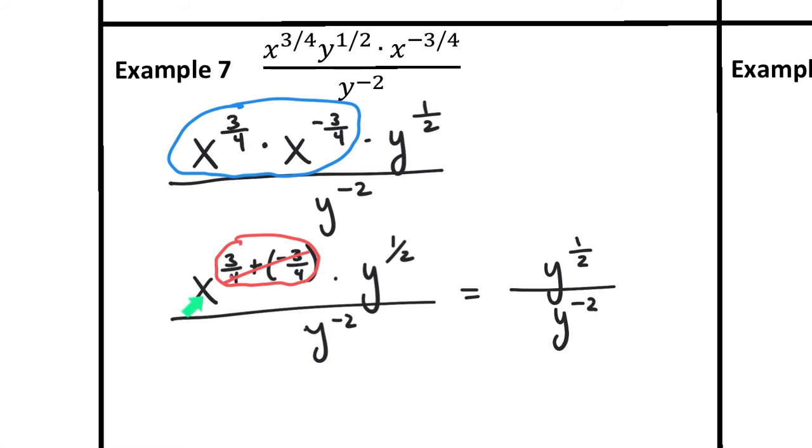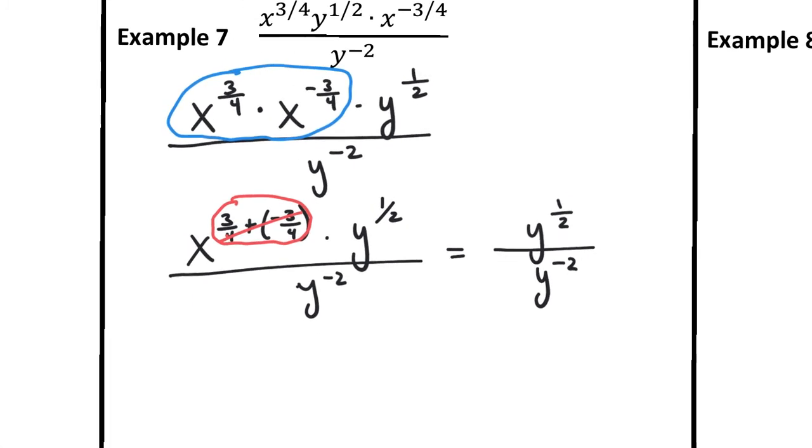Right, this will be x to the power of 0. But x to the power of 0 will become 1. And so it's going to cancel out. And so all we're left with is y to the 1/2 divided by y to the negative 2.